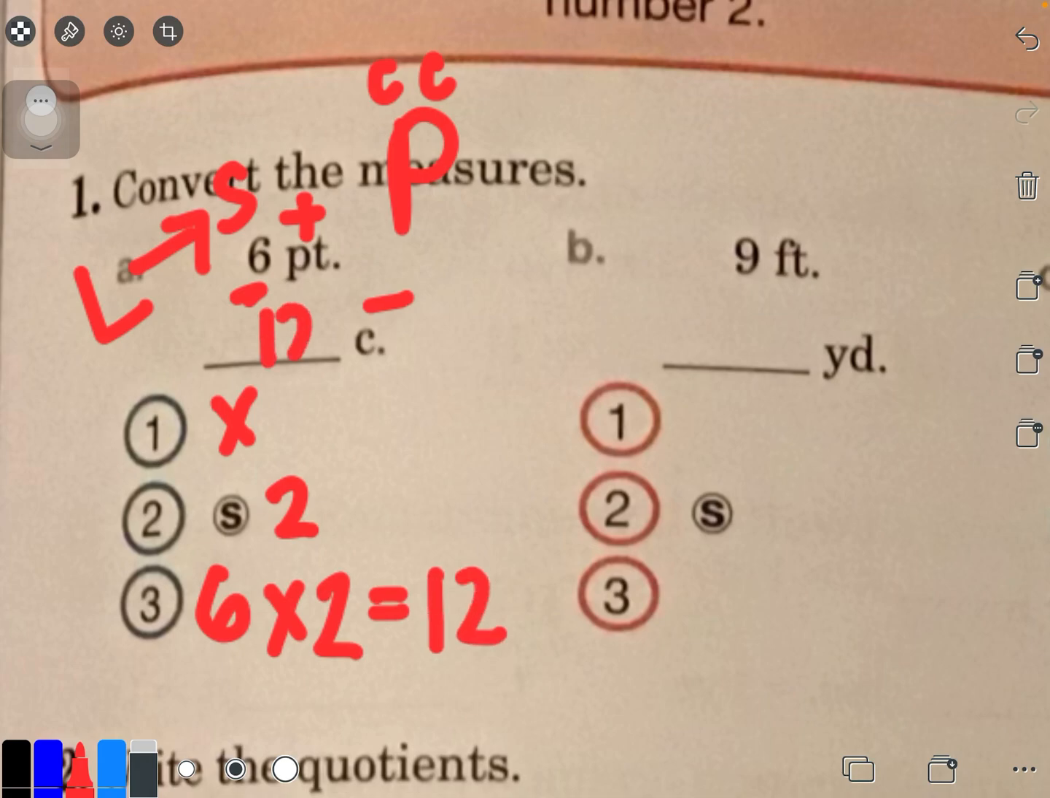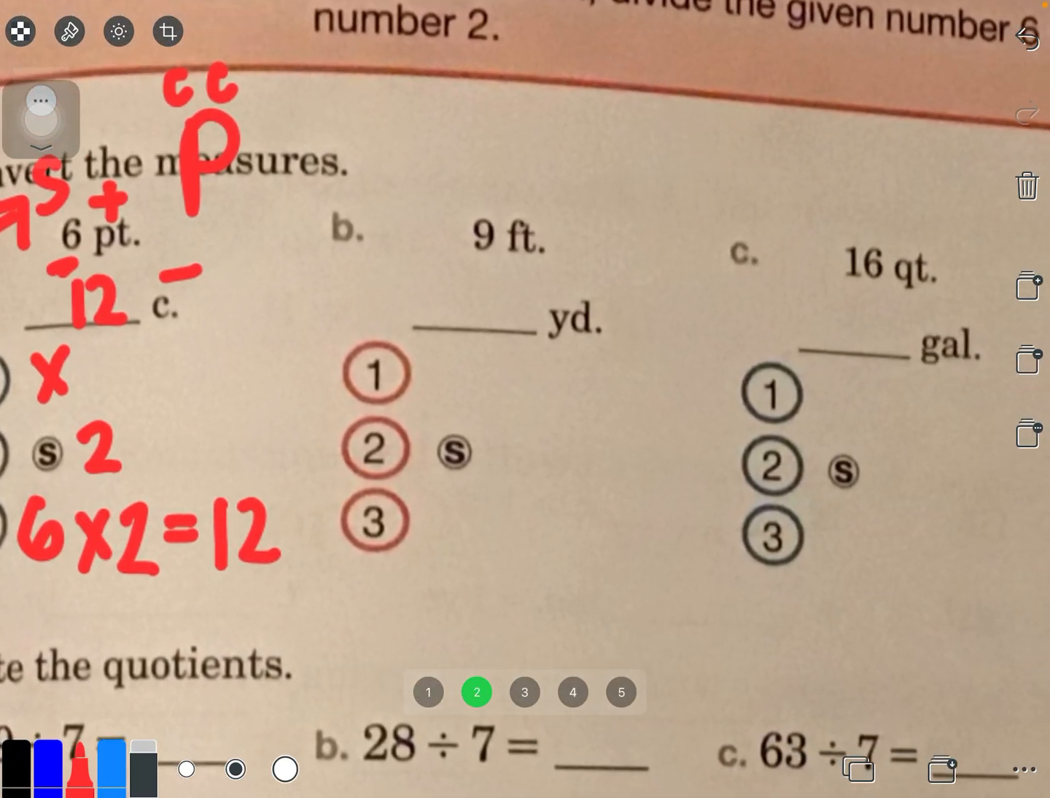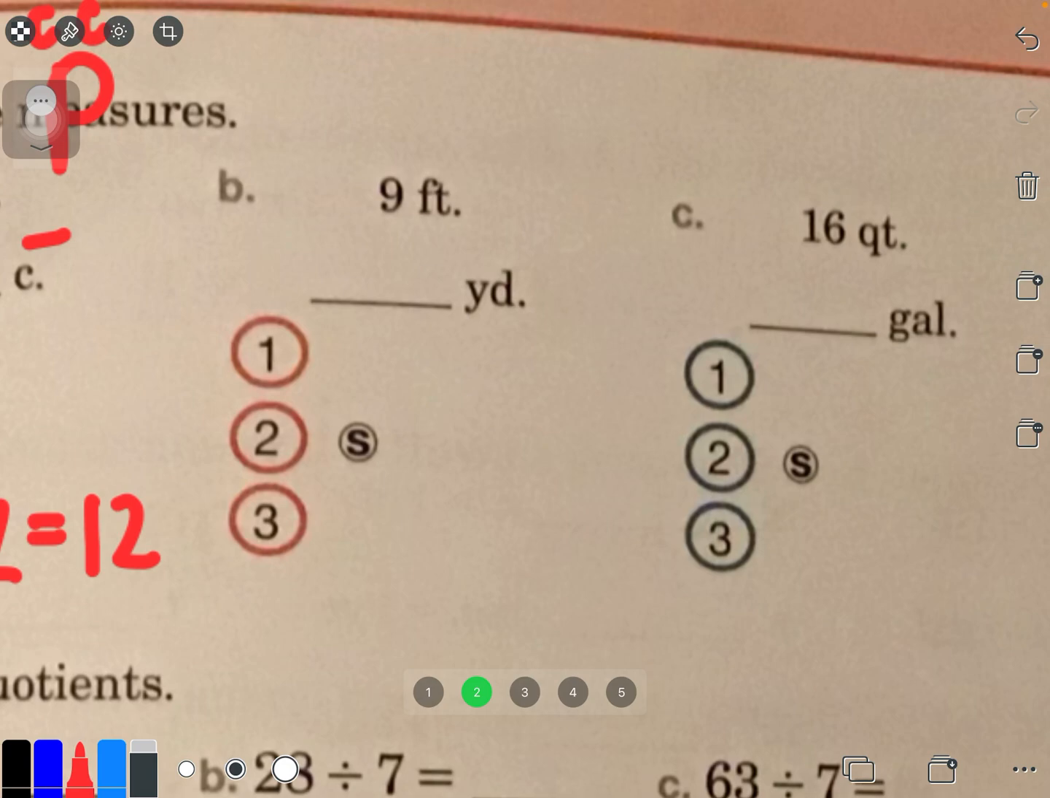So 6 pints is the same as 12 cups. Okay? Alrighty. I promise at our meeting, I'm going to show you what this all really means, okay? Number B. Alrighty, letter B.